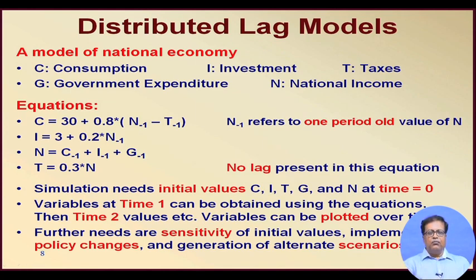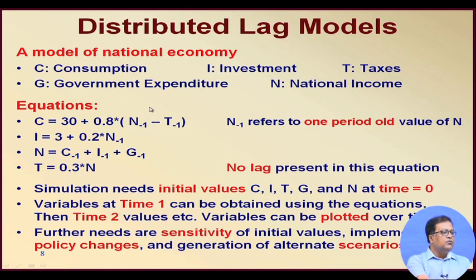Suppose we have a model of a national economy where C is consumption, I is investment, T is taxes, G is government expenditure and N is national income, right. So, we have certain equations: C equals 30 plus 0.8 times (N minus 1 minus T minus 1), where N minus 1 and T minus 1 are one-period-old values. Similarly, I equals 3 plus 0.2 N minus 1, N equals C minus 1 plus I minus 1 plus G minus 1, and T is 0.3 N.